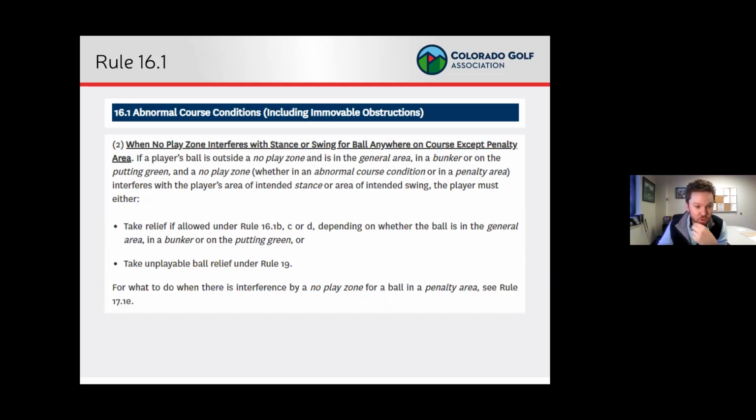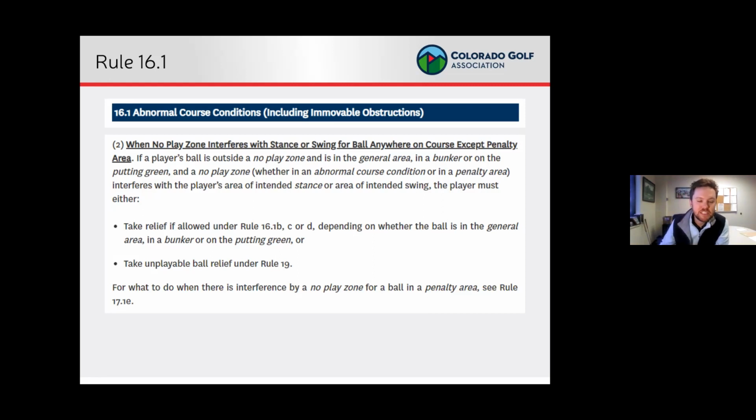And then for what to do when there's interference by a no play zone for a ball in the penalty area, see Rule 17.1e. That one's a little complicated. We're going to cover that next week in Rule 17 for penalty areas. But here again, this is an abnormal course condition. So this is when a no play zone is either an abnormal course condition or a penalty area. This is when it's an abnormal course condition, and when the no play zone is in a penalty area, see 17.1e.